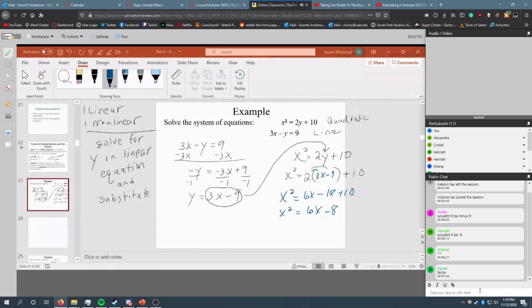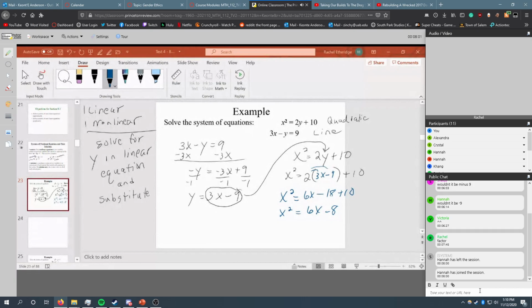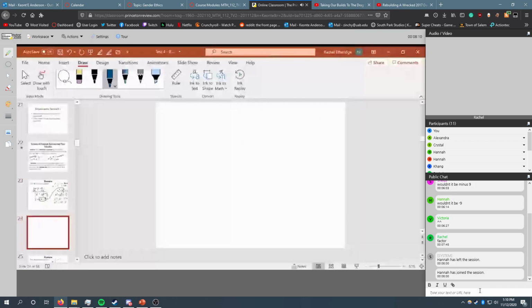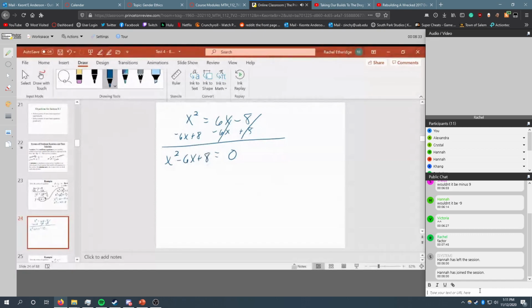So what we want to do is set that equation equal to 0. So I'm going to recopy it on my next page. So that means I need to move everything over to the left so that this side is 0. So I have x squared minus 6x plus 8.